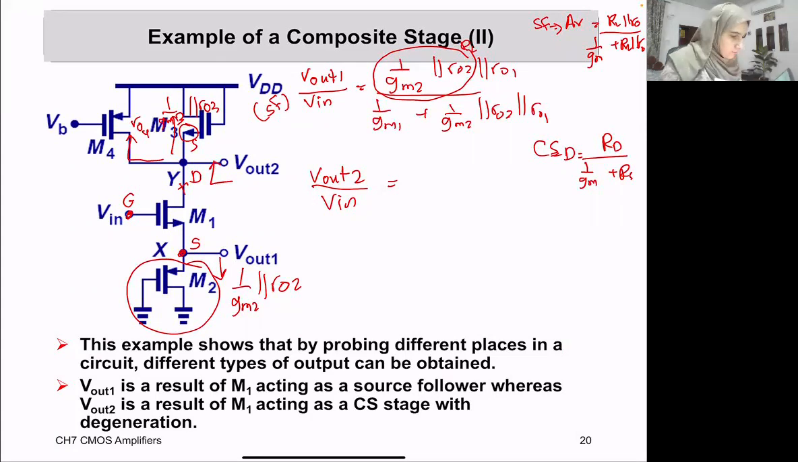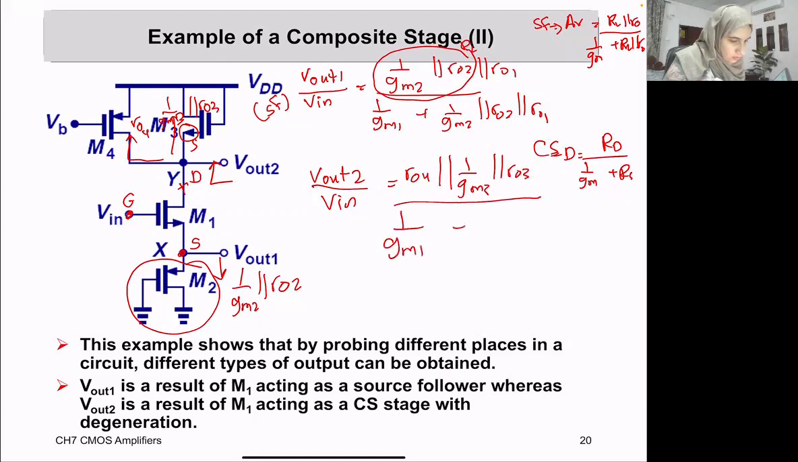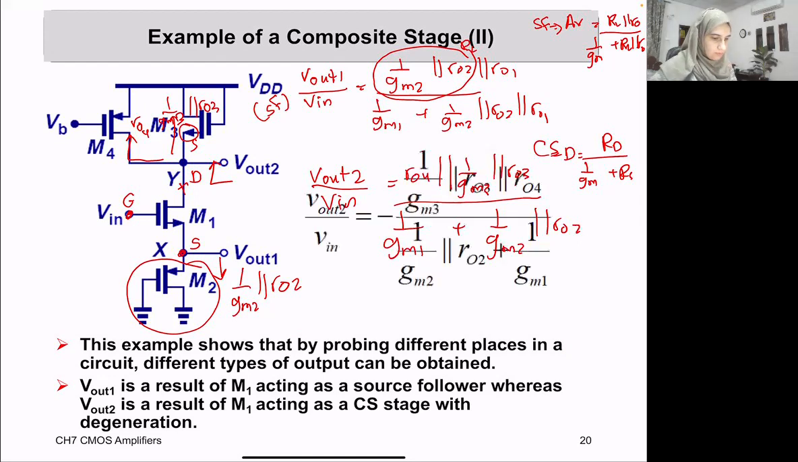Therefore, our gain will be, my RD is the parallel combination of all those. So it will be R out 4 in parallel with the 1 over GM3 in parallel with the R out 3, divided by 1 over GM1 plus RS, which is 1 over GM2 in parallel with the R out 2. So the trick here is to know what is your topology and know what is your RD and what is your RS. As simple as that. Okay, I think we're done here.